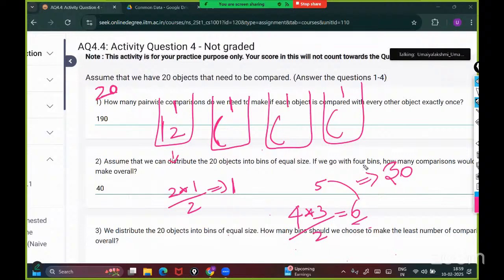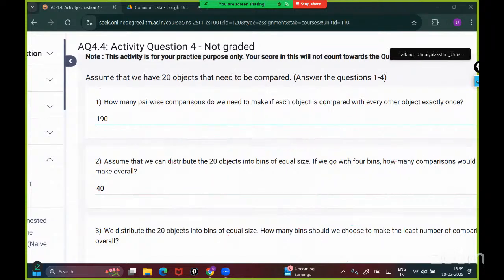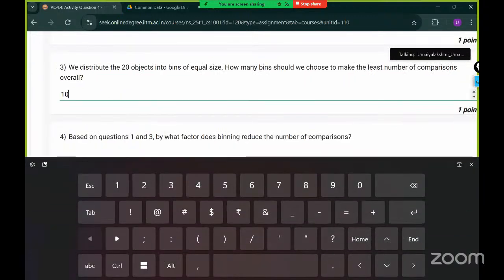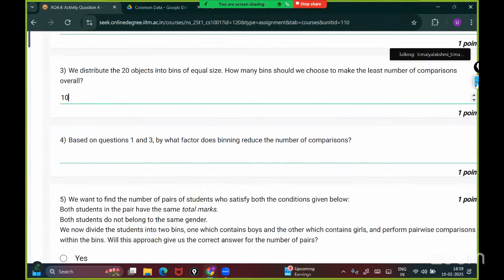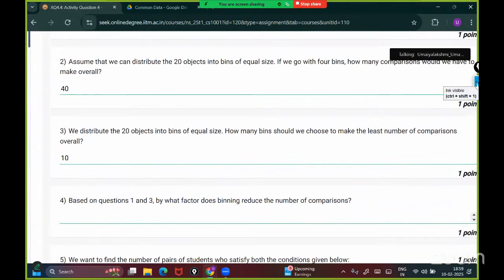So if it is 4, I'm getting 40. If it is 5, I'm getting 30. In this way, we have to check with all the bins. So if I make the number of bins higher, then the number of comparisons will be less. Able to understand this, people? Yes, ma'am. So if the number of bins is 10, we'll get only 10 elements to be compared. Now, based on questions 1 and 3, by what factor does binning reduce the number of comparisons?